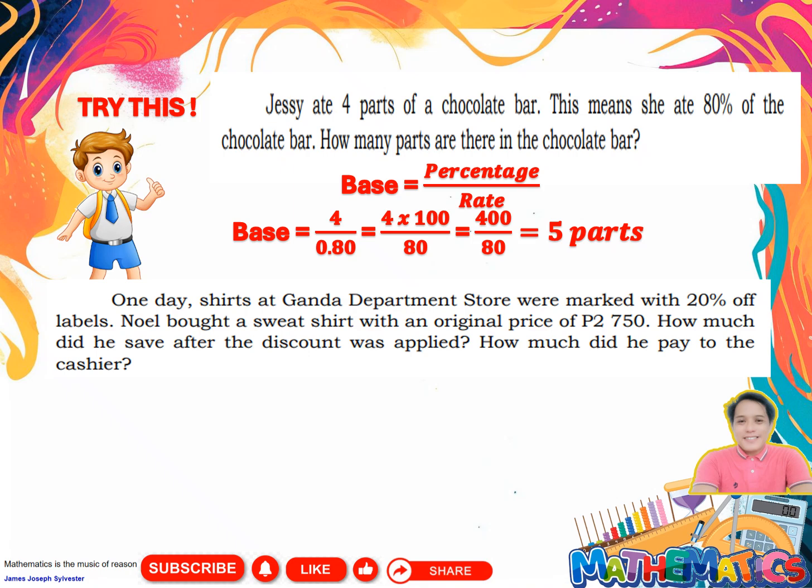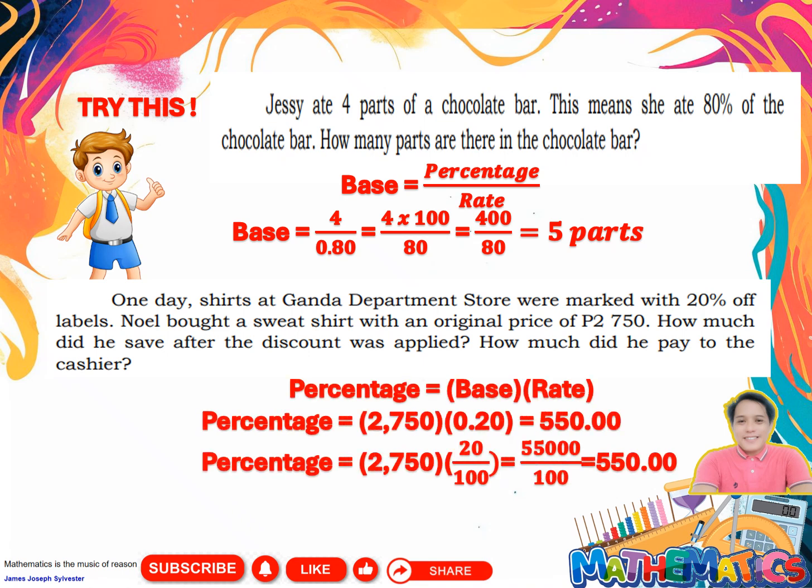Second problem. One-day shirts at Ganda department store were marked with 20% off labels. Noel bought a sweatshirt with an original price of 2,750 pesos. How much did he save after the discount was applied? How much did he pay to the cashier?